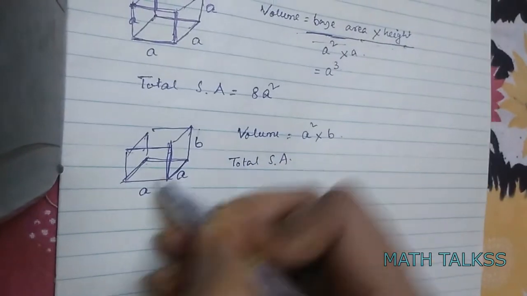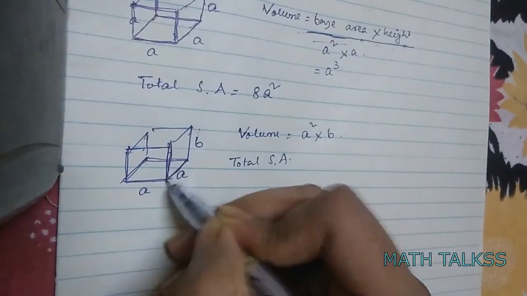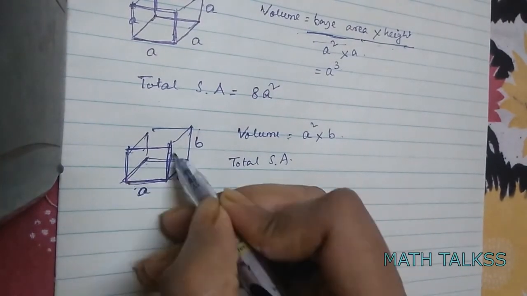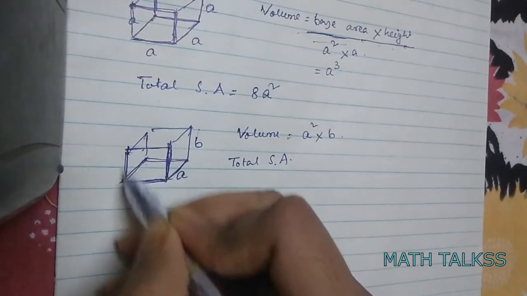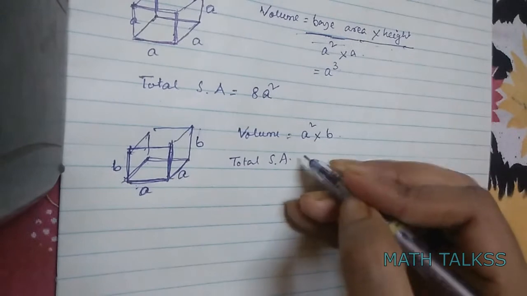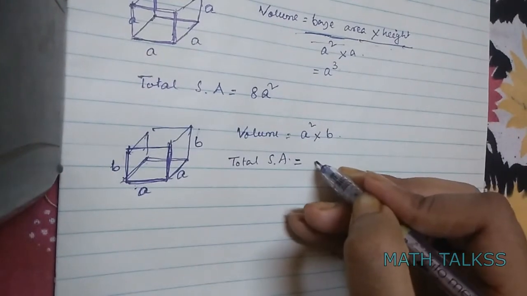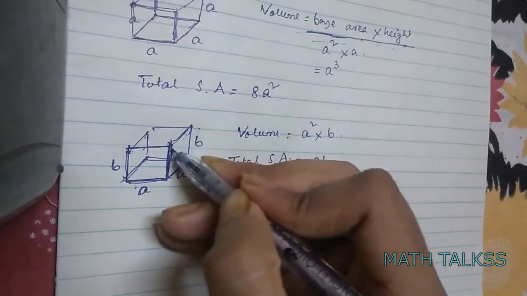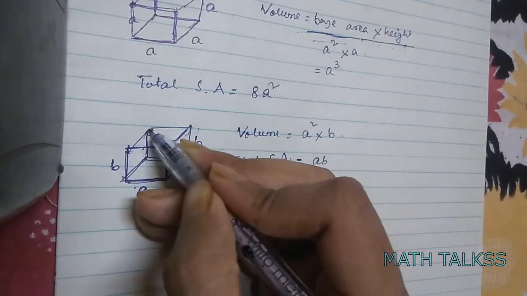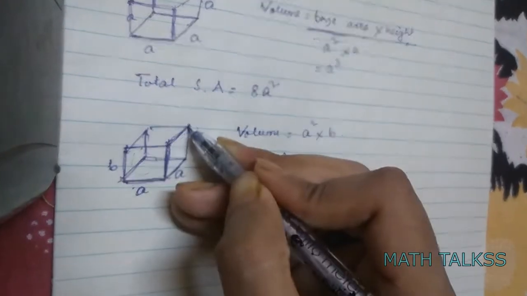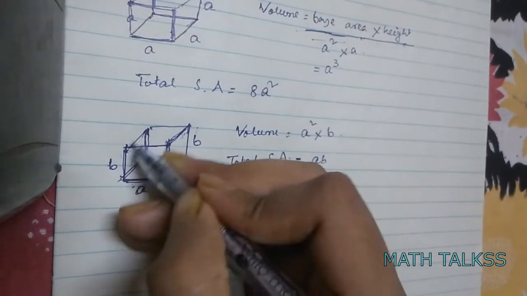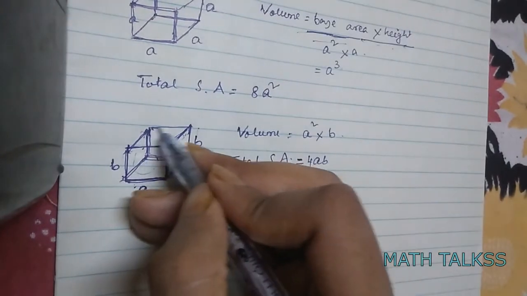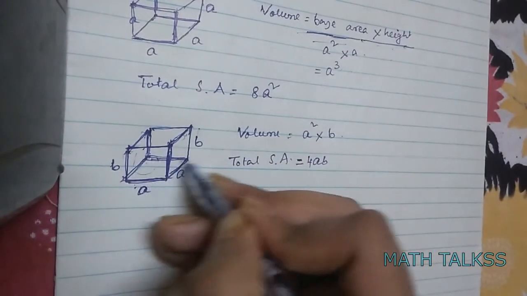See, this is a face, and this face has length a, and the height is b. So this face has the surface area ab, and four such faces are present. See, this one is a face, this one another face, the back side another face, and the left side another face. So 4ab. But remember that the top surface is also there and the bottom surface is also there.